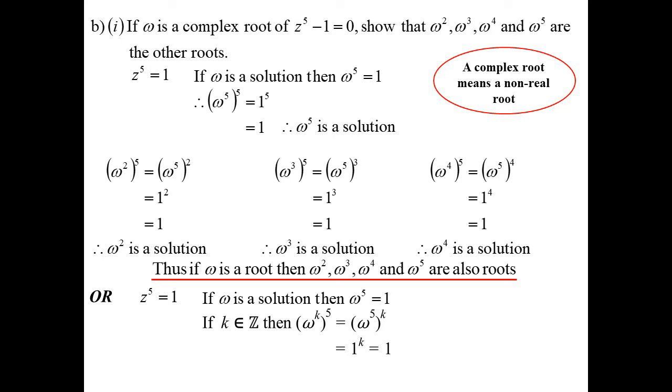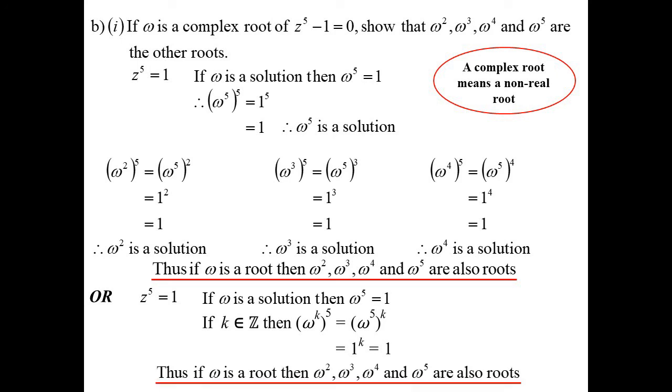Rather than having to go through each individual one, I'm generalising and saying, let k be an integer. So in fact, omega to the power of 6 is a solution, 7 is a solution. Omega to the power of anything is a solution for this equation. So let's prove that if we add up 1 plus omega squared plus omega cubed plus omega to the 4, we'll get 0.